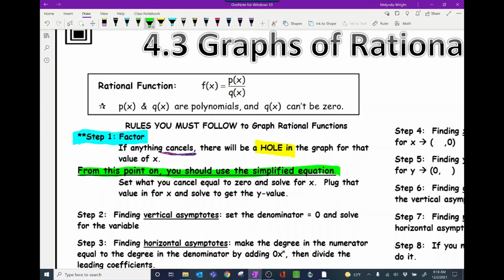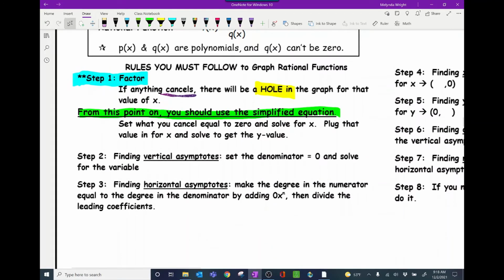So let's talk about how you would find a hole. Whatever you cancel out, you set equal to 0 and solve for x. And then you plug that value in for x to get the y value. Okay, and we have an example with a hole, so we'll be more specific with that.